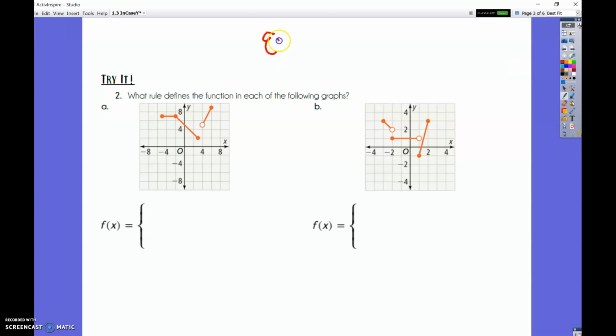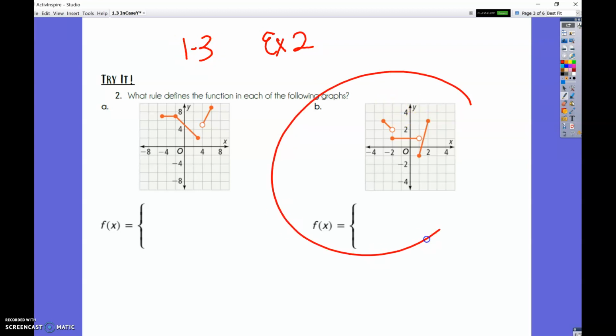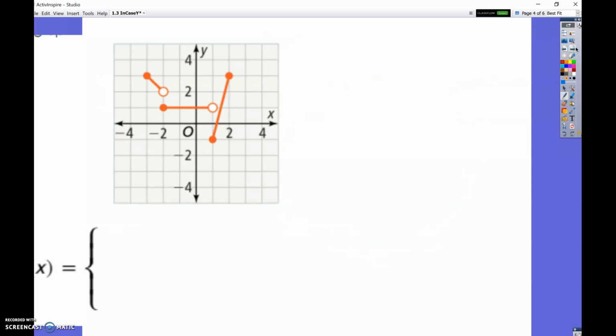And that goes with example 2. So this will be under example 2 in 1-3's work. All right, so we're going to look at part B here. I'm going to zoom in on a closer screen for us. Notice that we have, let's do our steps. First, we have 3 separate pieces.